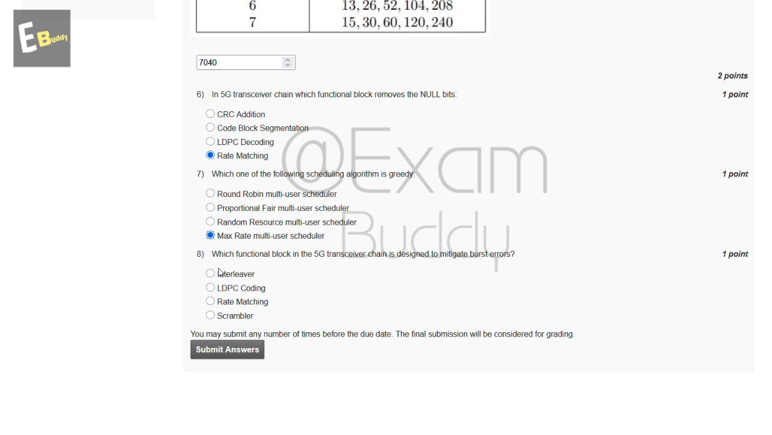Now, the eighth question is which function block in the 5G transceiver chain is designed to mitigate burst errors? So these are the options: interleaver, LDPC coding, rate matching, scrambler. So the answer of our eighth question is interleaver.